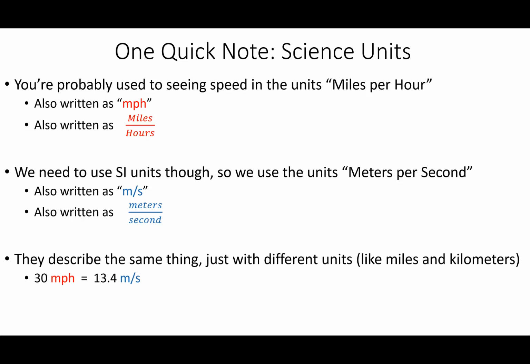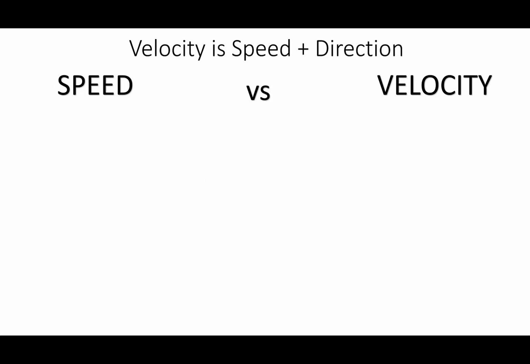30 miles per hour is about 14 meters per second, just to give you some scale. And 60 miles per hour is about 27 meters per second. Just think of it like another wacky unit, not like something confusing or scary. If it confuses you when you're thinking of a concept, don't think of meters per second, just think of miles per hour.